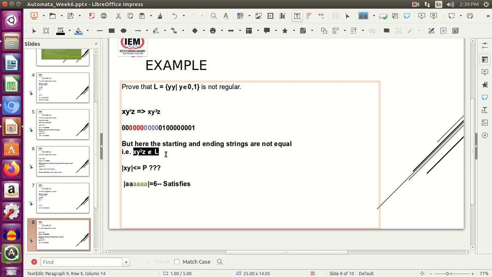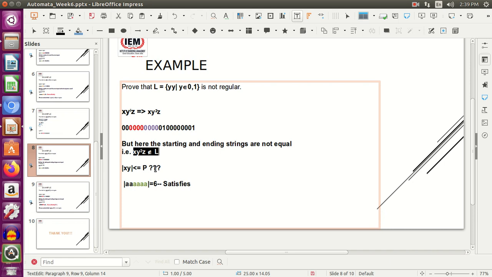So the first condition is verified. It is not an element of L. Now check for the next criteria: length of xy less than or equal to p. What is the length of xy? This is x, this is y. So it's 6, if I'm not wrong. So 6 is less than or equal to p. Why? Because p was 7.